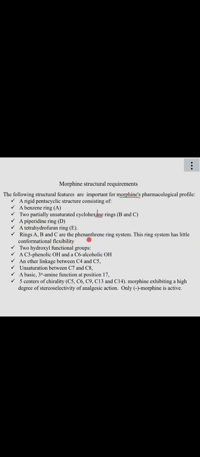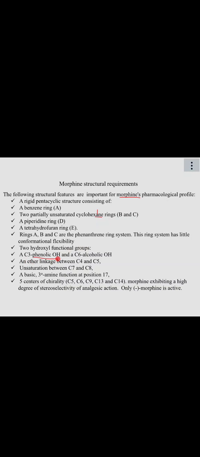Rings A, B, and C are the phenanthrene ring system. This ring system has little conformational flexibility. You can see these rings are annulated. They are joined to each other, so they are rigid. They do not have any conformational flexibility. They are just flat and needed for activity. You do have the hydroxyl functional groups. You have the carbon 3 phenolic hydroxyl group. They are calling it phenolic because it is joined to an aromatic ring, and any hydroxyl group joined to an aromatic ring is a phenolic hydroxyl group.